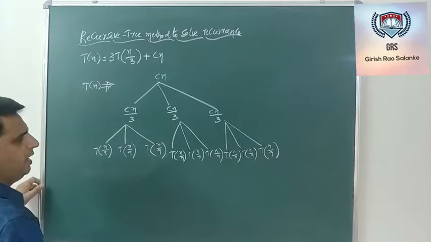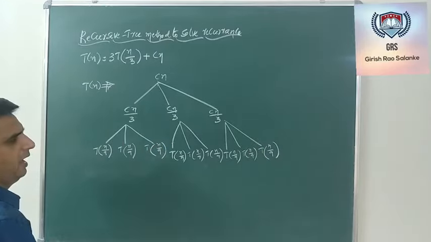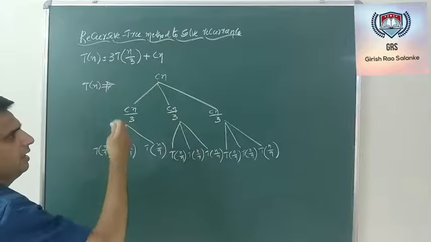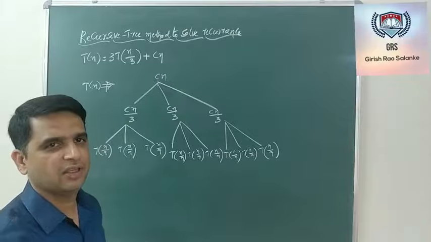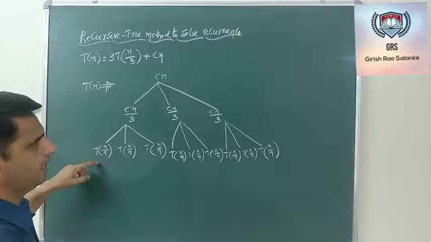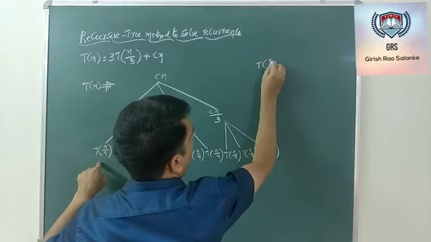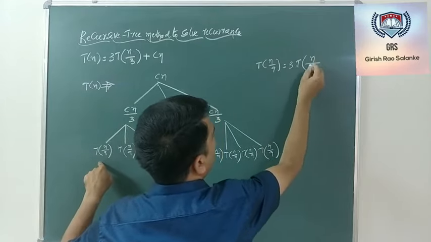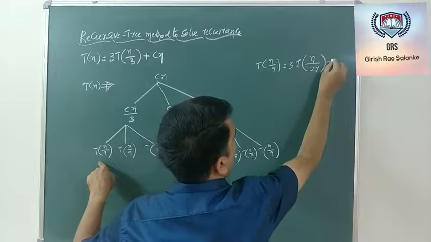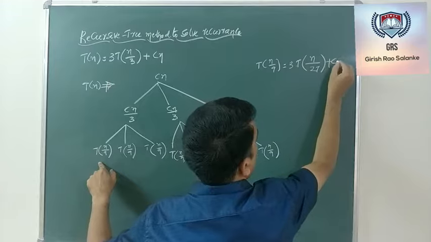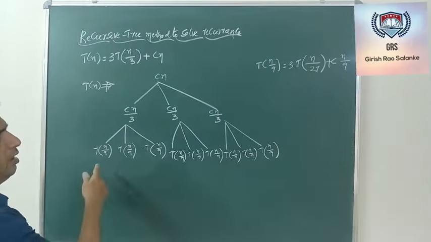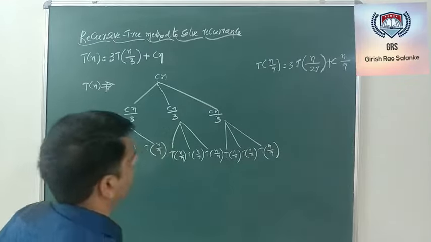Now what is T(n/9)? I will replace all these T(n/9)s now. T(n/9) is nothing but 3 times T(n/27), since 9 into 3 is 27, plus c into n/9. So each of these T(n/9) is nothing but 3 times T(n/27) plus cn/9. I will replace all these T(n/9) with that particular equation.